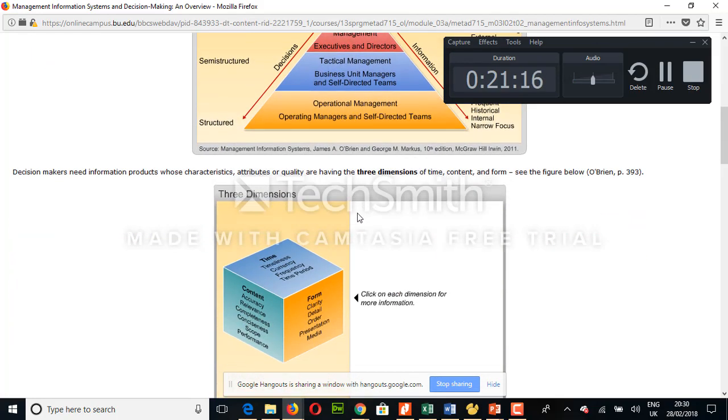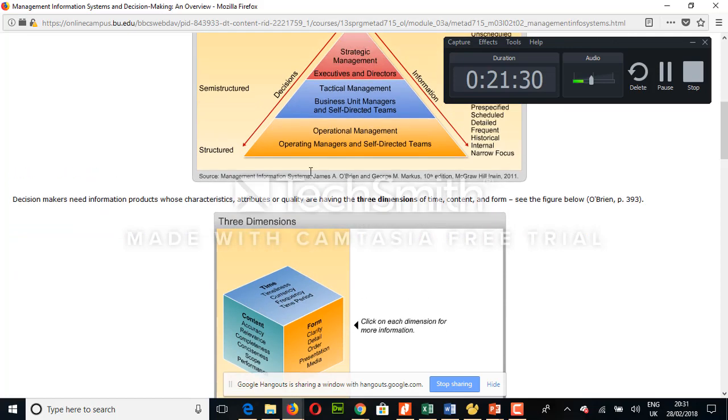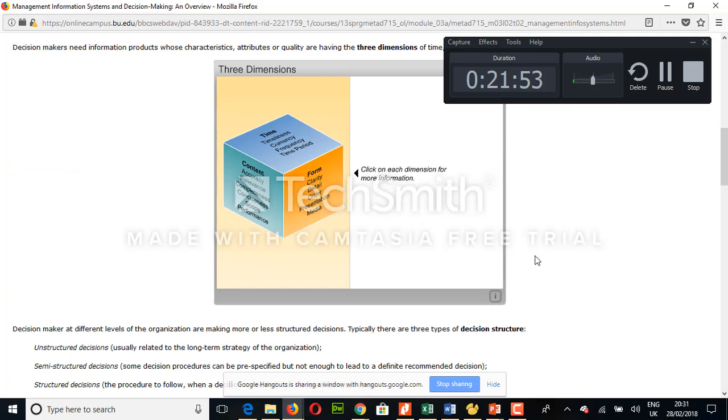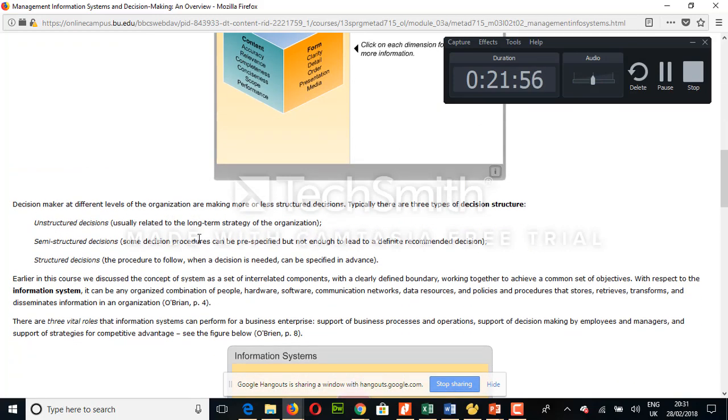So this is how the three dimensions which we've discussed already, the three dimensions of information, come into play. You look at the content, you look at the form, you look at the time, etc. And then you look at who, or what level of management, is going to use that information. Then you can say the information ought to be structured, or it can be semi-structured, or it can be unstructured. Any questions on what I've said so far?